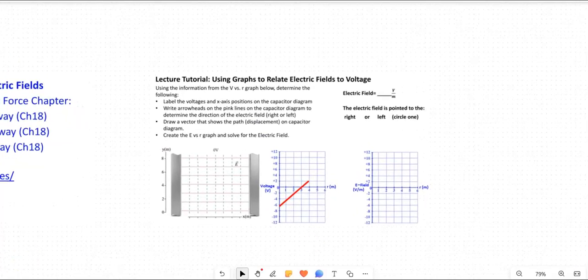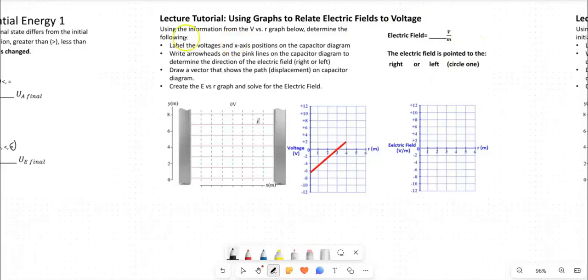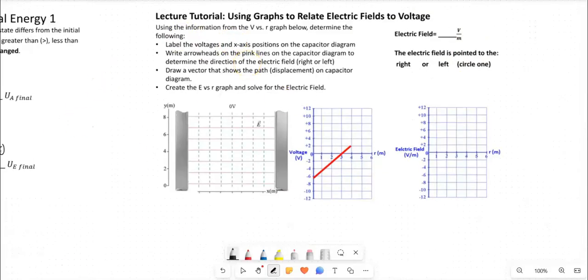Here we go. We are given a problem, and what we're supposed to do in these problems is label the voltages on the top line here. You're also supposed to label the distances, and draw arrowheads pointing to the right or to the left to indicate the direction of the electric field, which will help you.